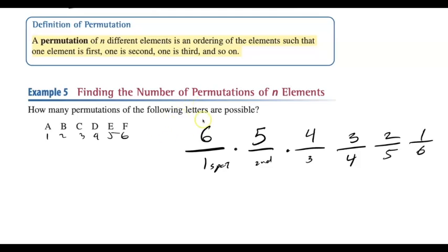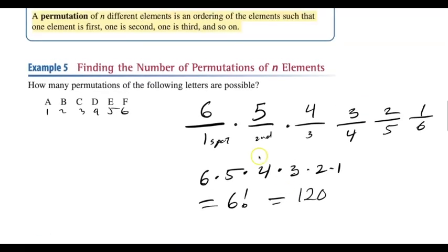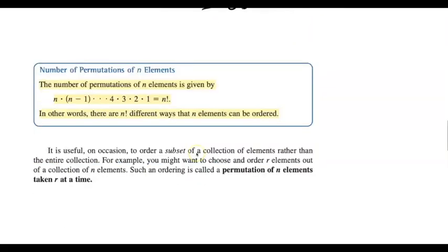The way you rearrange things is just multiply down. We're going to do 6 times 5 times 4 times 3 times 2 times 1, which is the same thing as 6 factorial, also known as 720. That's what permutations are about. It's just a factorial. The number of permutations of n elements is just n factorial. That's all it is. Okay, let's go to the next problem.